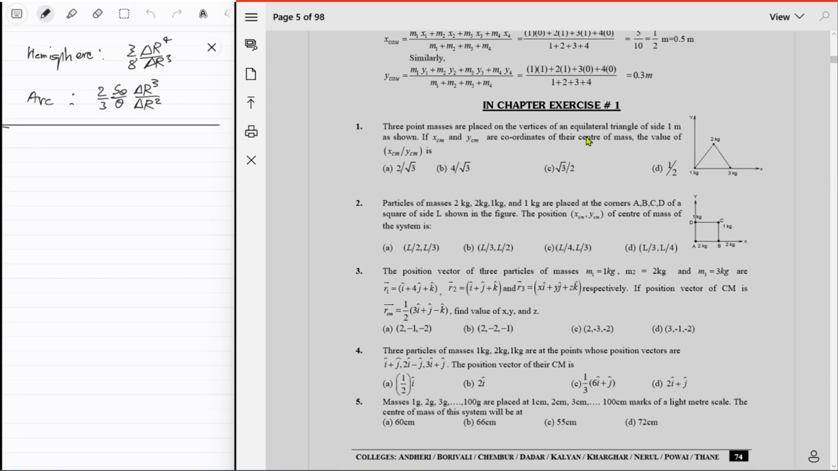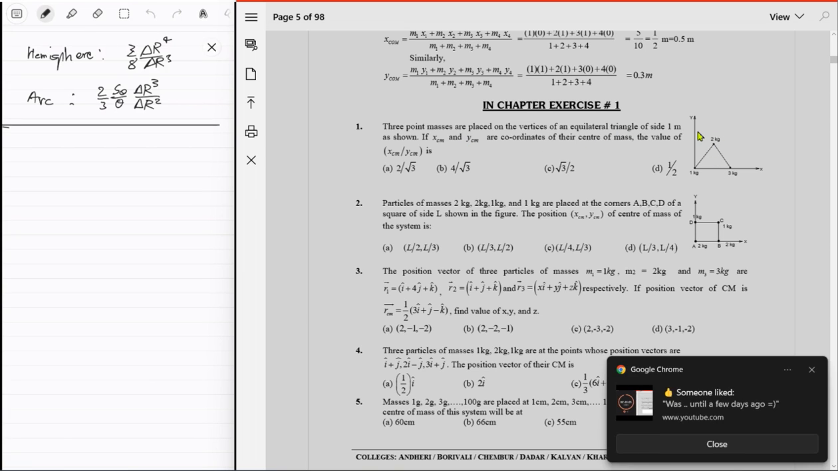Three point masses are placed on the vertices of a triangle of side 1 meter. If these are the coordinates of the center of mass, then find the value. So this is 1 kg, at zero. This is 2 kg, at a 60 degree angle with that. So the vector over there, with side 1 meter, will just be 1 upon 2 comma square root of 3 upon 2, but that ends up 2 because you have a 2 over there.